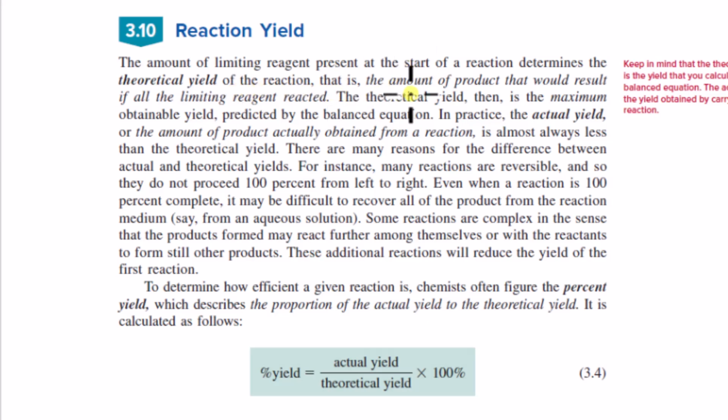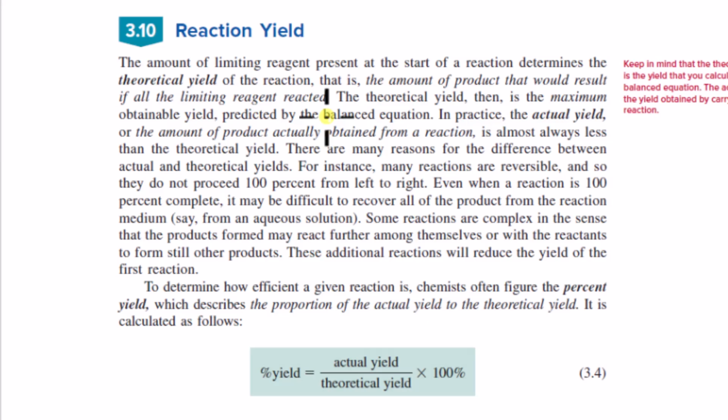That is, the amount of product that would result if all the limiting reagent reacted. Yeah, so the theoretical yield is not saying that if there wasn't a limiting reagent, then how much of a certain product would be produced. That's not what theoretical yield is saying. No, it's saying that once you've determined the limiting reagent, then assuming that the reaction goes perfectly to where all of the limiting reagent is consumed and fully converted to one of the products that you're interested in, right?